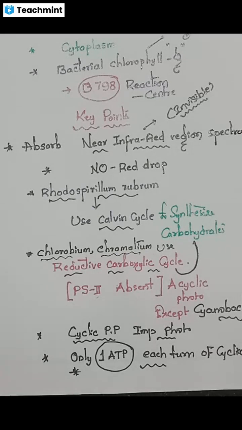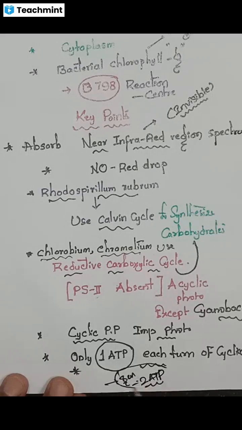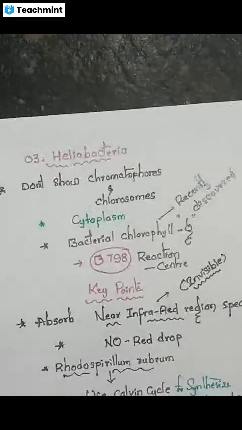In cyclic photophosphorylation, there is no PS2, so it consists of only PS1. Cyclic photophosphorylation is an important photophosphorylation method. In bacterial cyclic photophosphorylation, only one ATP molecule is produced in each turn. Generally in plants, 2 ATP molecules are produced in each turn. In bacteria, only one ATP molecule is produced. So clear.